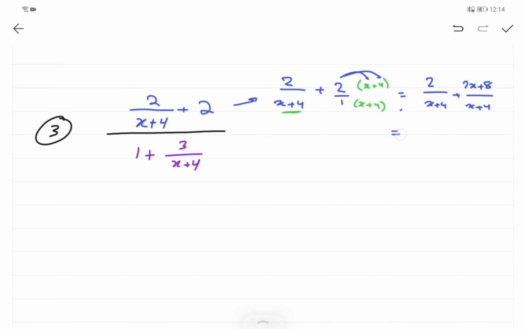Now we have the same denominator, so we keep the denominator x plus 4 and we combine the top. So 2 doesn't work with 2x, so we do 2 with 8, so it becomes 2x plus 10. Again, 10 comes from adding 2 with 8. So this is the top.